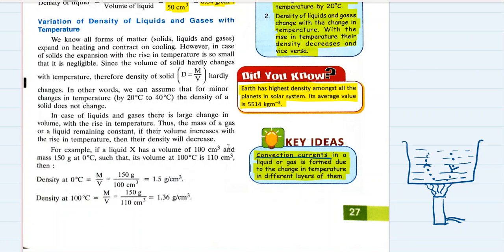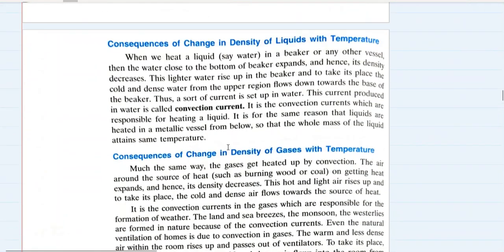Okay, for example, a liquid has a volume of 100 centimeter cube, a very small amount, and a mass of 150 grams at 0 degrees Celsius. At 100 degrees Celsius, its volume will become 110 centimeter cube, and its density will fall from 1.5 grams per centimeter cube to 1.36 gram per centimeter cube from 0 to 100 degrees Celsius. Okay.